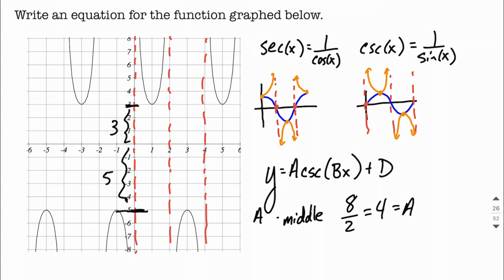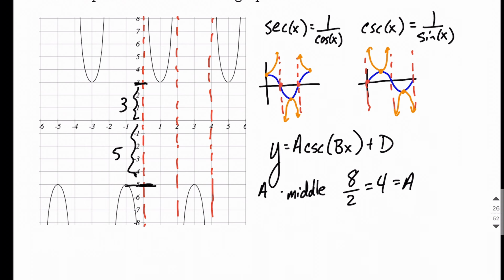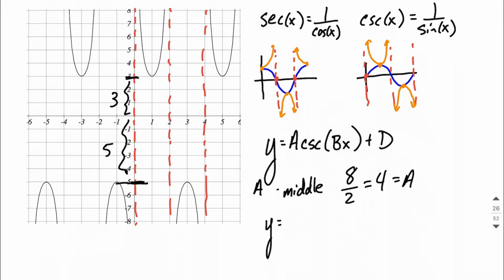Not too bad. You could call this a midline if we were dealing with either the sine or cosine graph. It's right in the middle, basically. Or it would be the amplitude, I guess, for sine or cosine. So we know 4, so let's fill that in. We have y equals 4 times, remember we're using the cosecant of bx plus d.